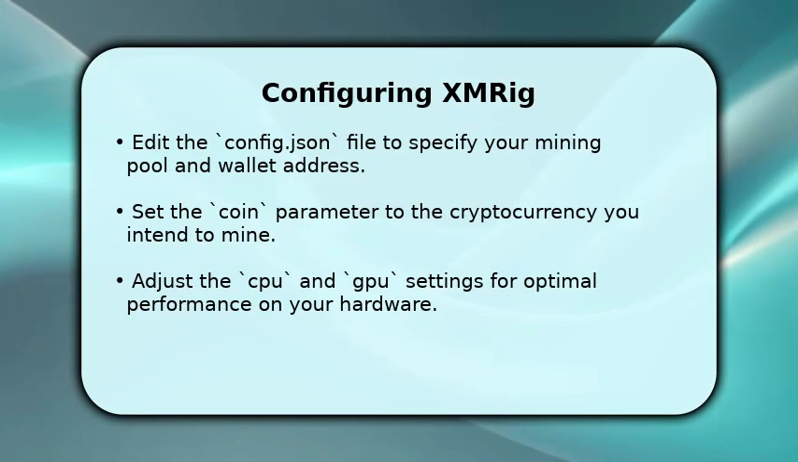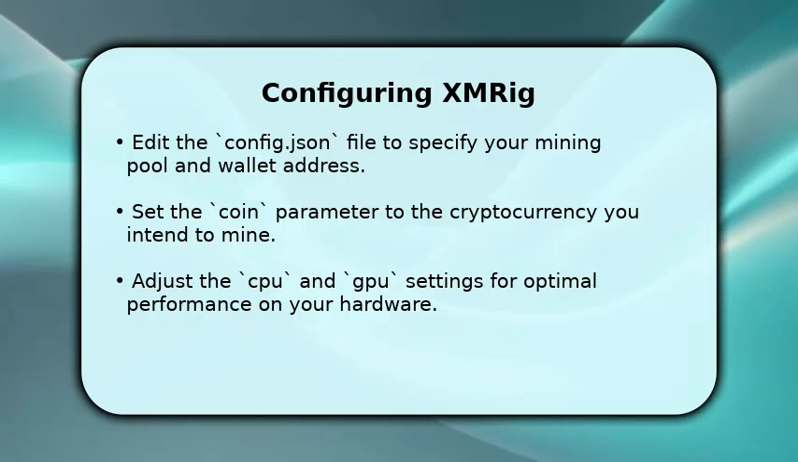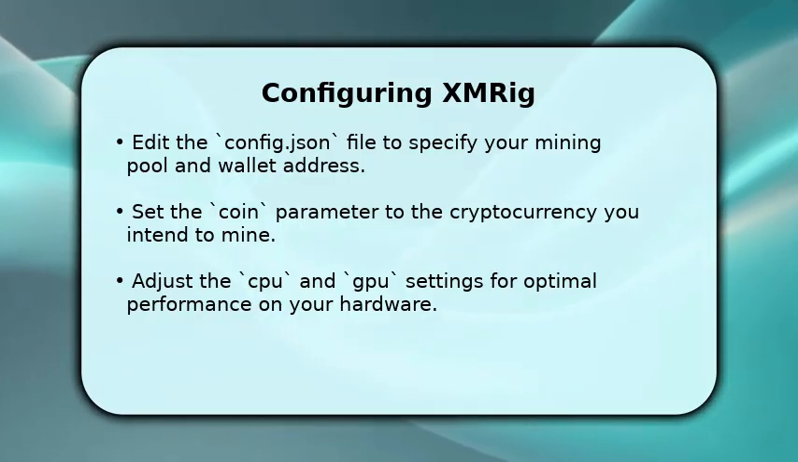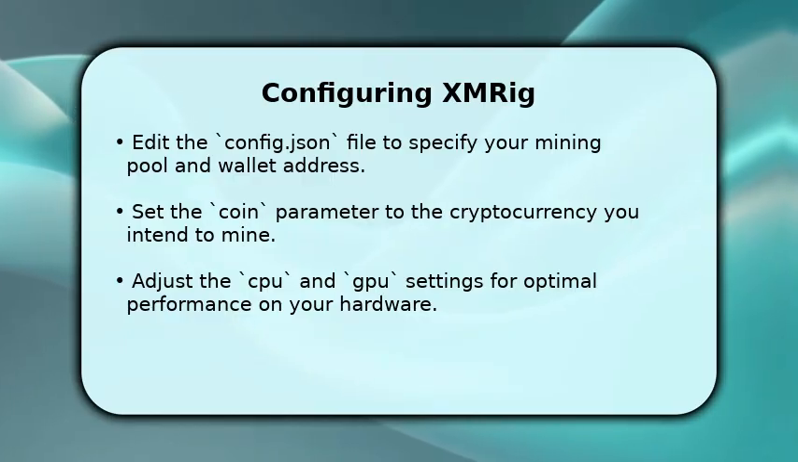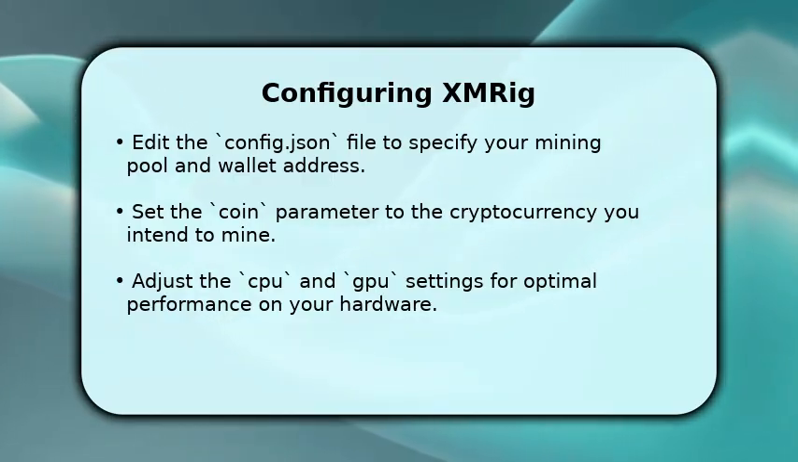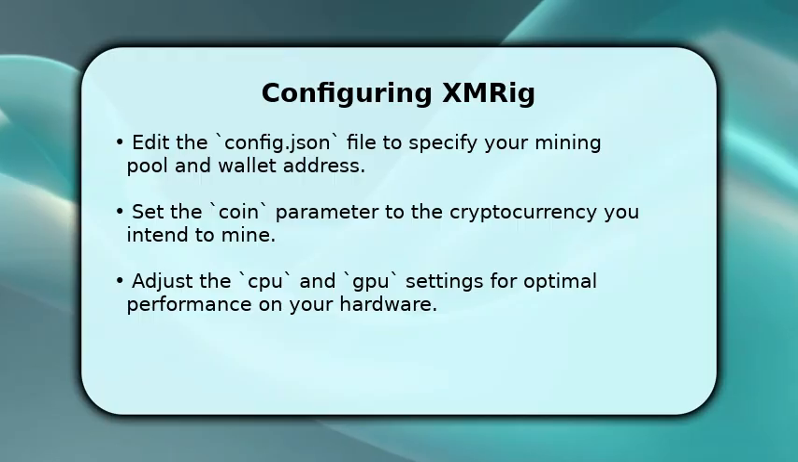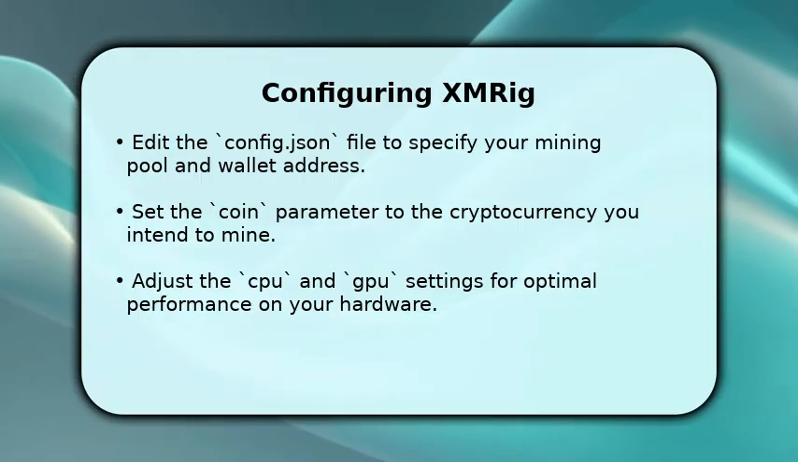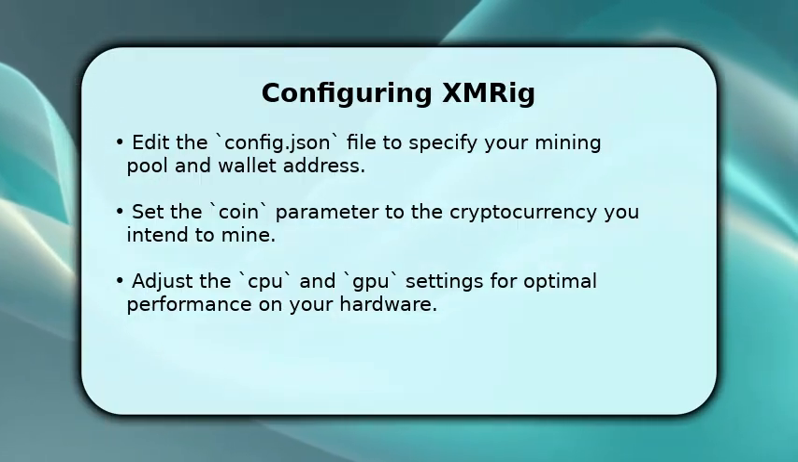Next, you'll need to configure Xmrig by editing the config.json file. Open this file with a text editor and locate the sections for your mining pool and wallet address. Carefully input these details to ensure your mining efforts are directed correctly.